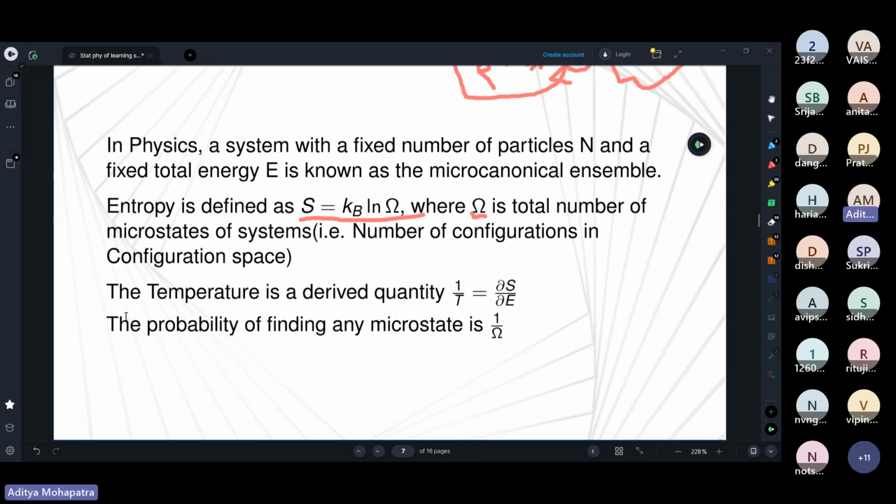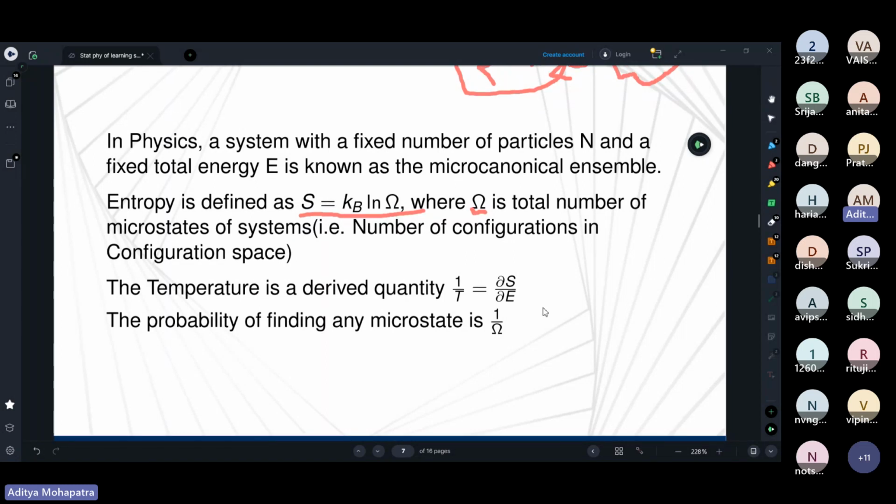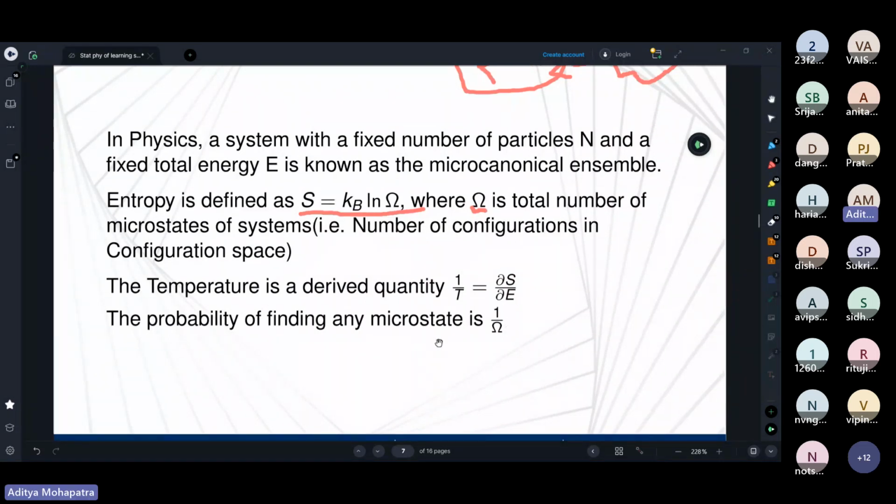Now, one more interesting thing: temperature is not defined the way we usually think of it; it's defined from that entropy. It is the partial derivative of entropy with respect to energy. So temperature is a derived quantity, not a fundamental quantity in thermodynamics, which is an interesting fact. And the probability of finding any vector is 1 by Omega.